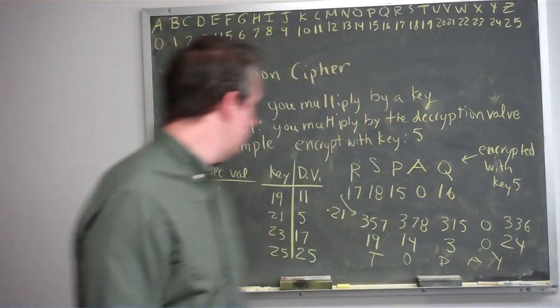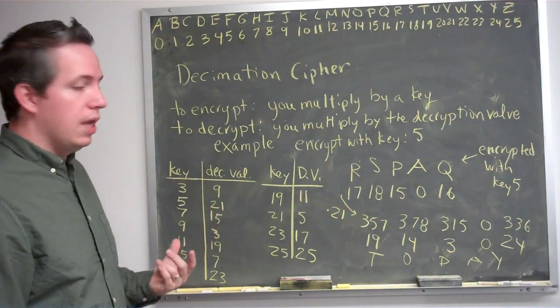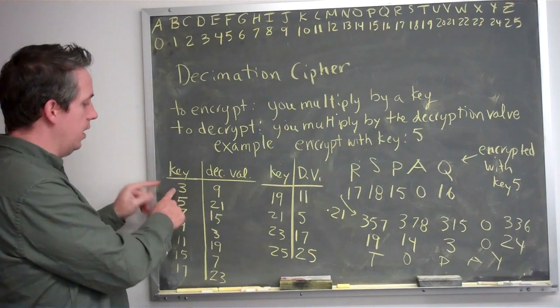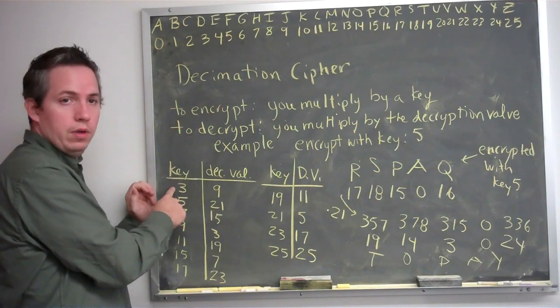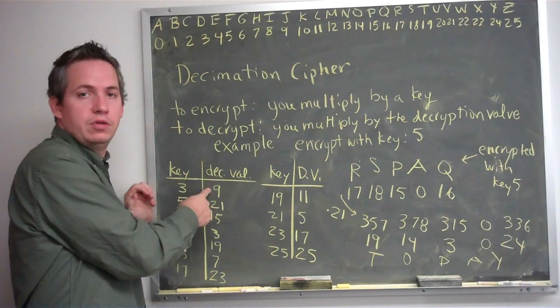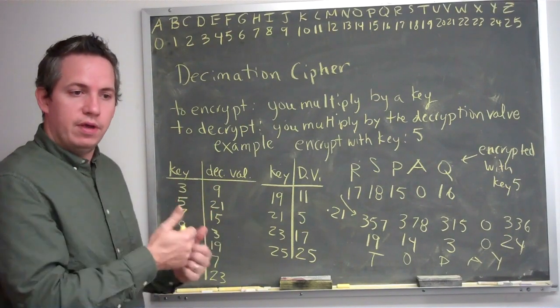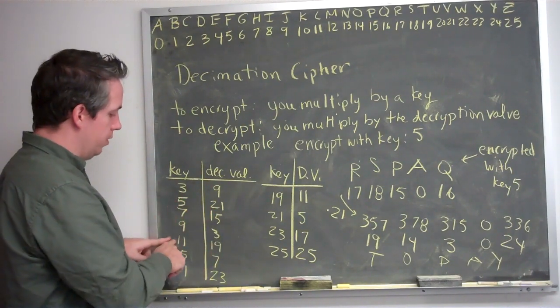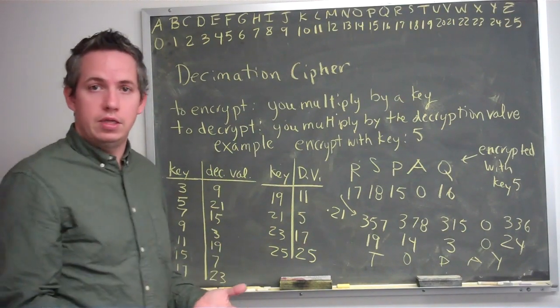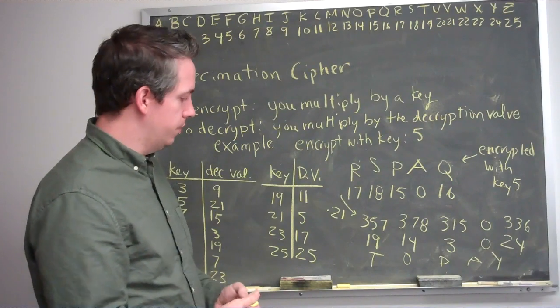Now suppose I had started instead by taking some word and I encrypted using a key of 3. So I multiplied each number associated to the letters by 3. When I decrypt, I'm going to multiply by 9 because that's the decryption value. So that's how the decryption values work. If you encrypt with an 11, you decrypt with a 19. But it's always multiplication. There's no division involved.